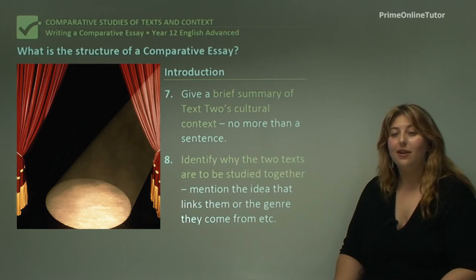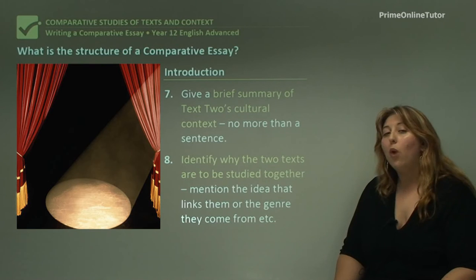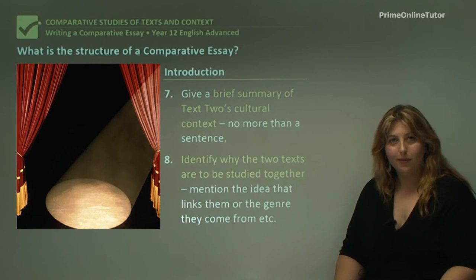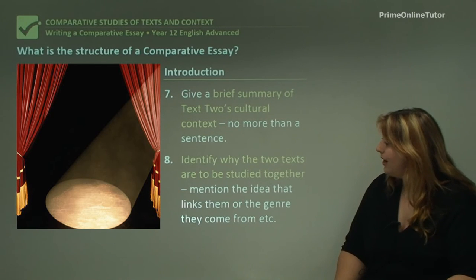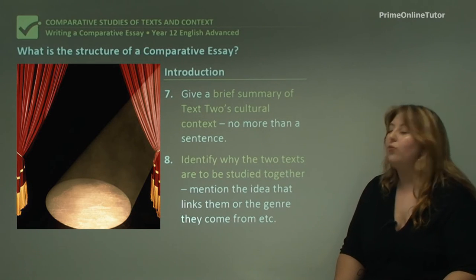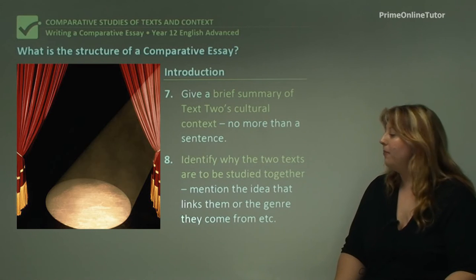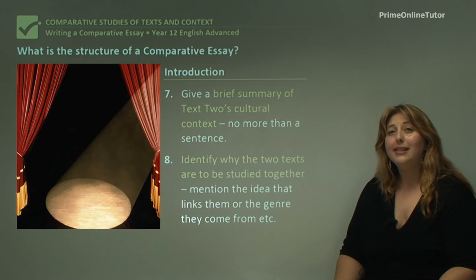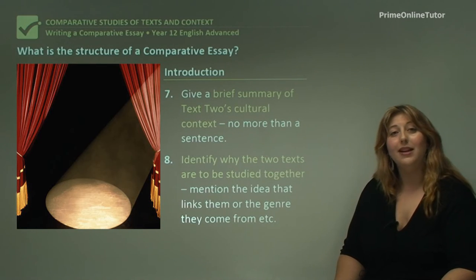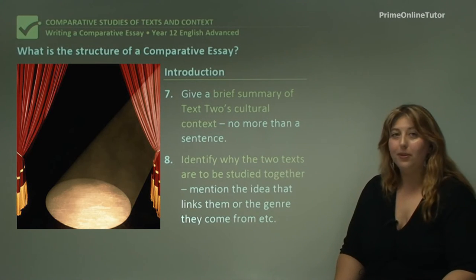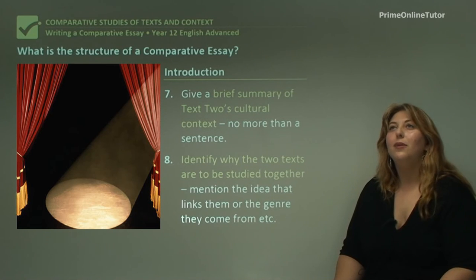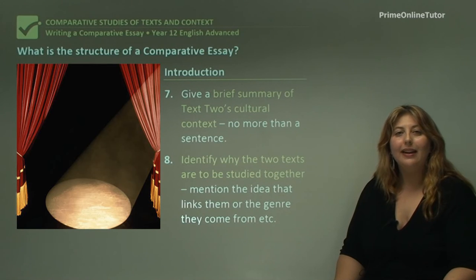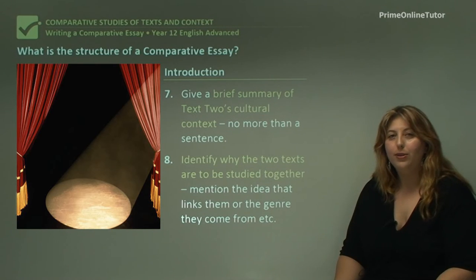And then we have another divergence. You have to then identify why the two texts are to be studied together. So you almost have to justify why they were picked for comparative study. So mention the idea that links them, or the genre that they come from if that's the reason they've been paired together. So if you were looking at Frankenstein and Blade Runner, you might say that both of them have artificial human beings and that's why they're connected. If we're looking at Pride and Prejudice and Letters to Alice, it might be that the reason they're connected is that they explore women's issues. So you should probably make it clear in that first introduction why the two texts have been put together.